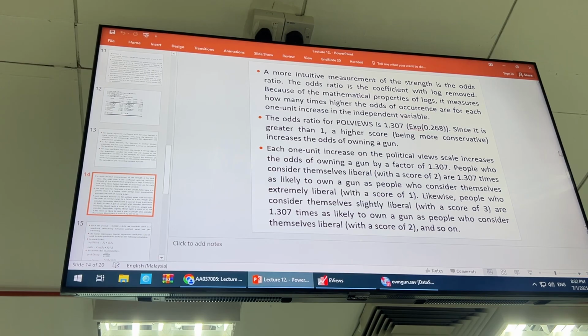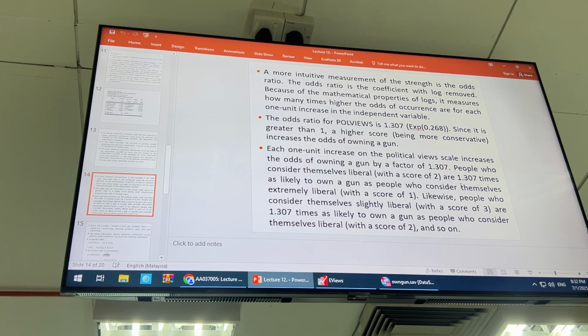So each one unit increase on the political view scale increases the odds of owning a gun by a factor of 1.307. People who consider themselves liberal with a score of 2 are 1.307 times as likely to own a gun as people who consider themselves extremely liberal with a score of 1. And then likewise, people who consider themselves slightly liberal with a score of 3 are 1.307 times as likely to own a gun as people who consider themselves liberal with a score of 2, and so on.